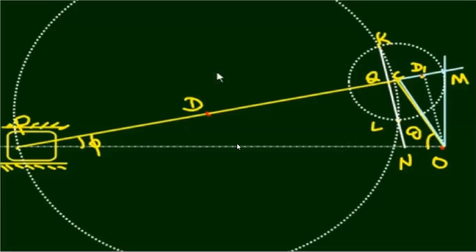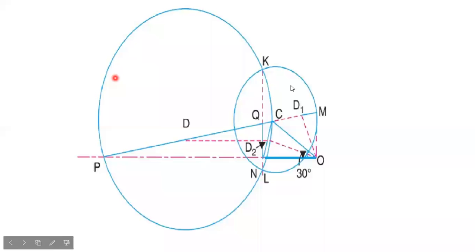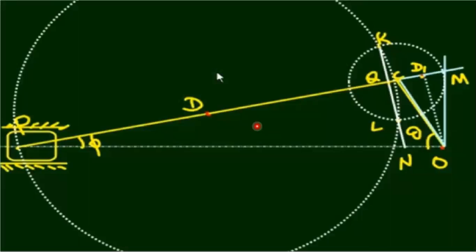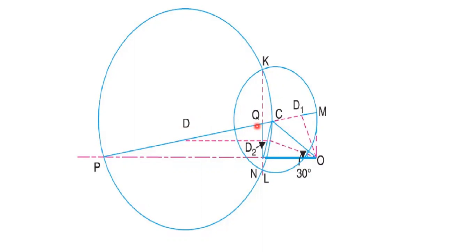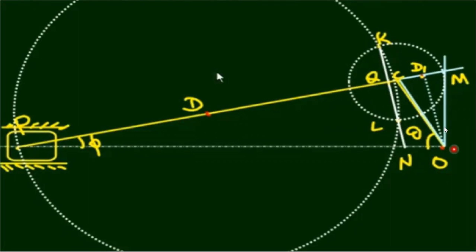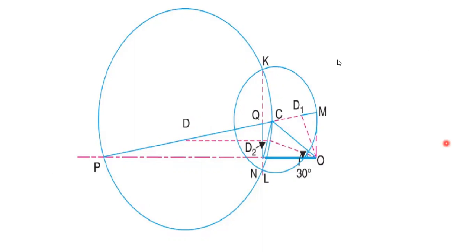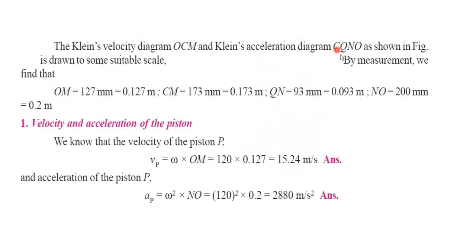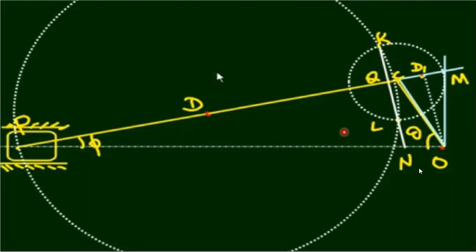The next step is actually extra. They actually did some extra work, but no need to worry. It's very clear till this point. We'll go into the problem and solve it step by step. So the Klein velocity diagram is OCM, and the Klein acceleration diagram is CQNO.